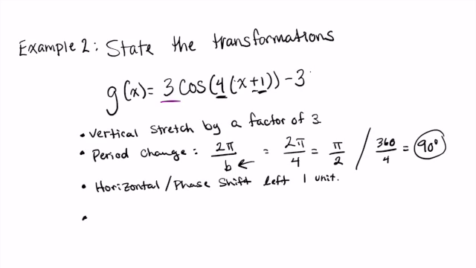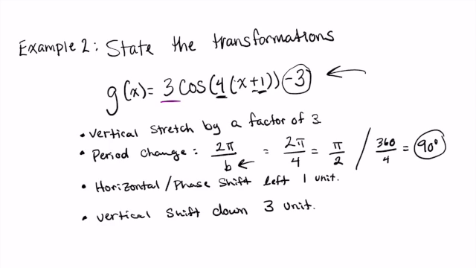And then finally, our last transformation, I know that I have a vertical shift down 3 units. Here, D is negative. That tells me we shift down 3 units.